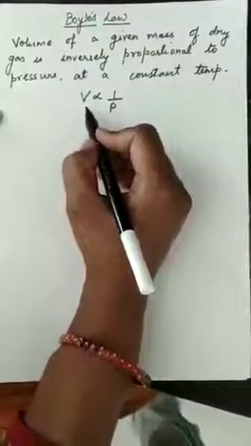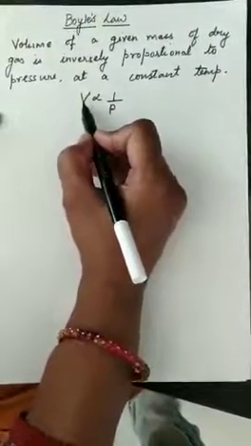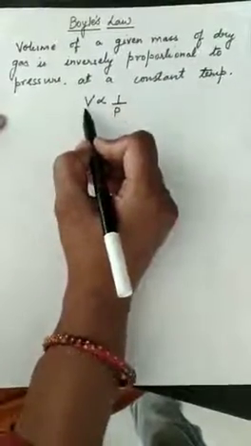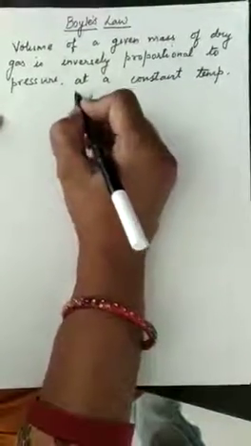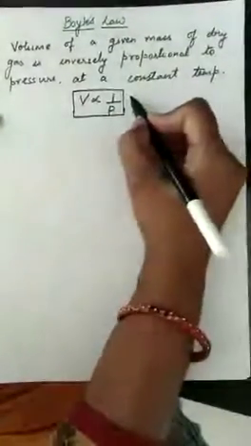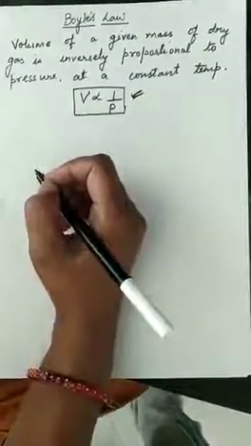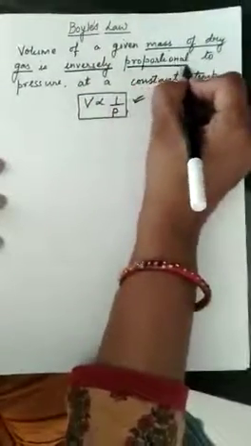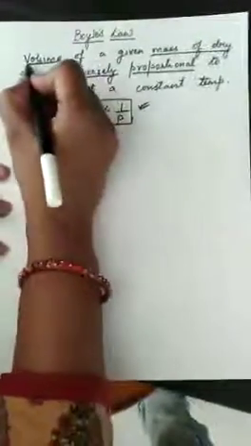Inverse proportionality simply means if we increase the volume, the pressure will be decreasing, and if we decrease the volume, the pressure will be increasing. So this is inverse proportionality. Now, one thing you have to keep in mind is that the mass of the dry gas is fixed. Pressure and volume are inversely proportional to each other. So this is the whole law.